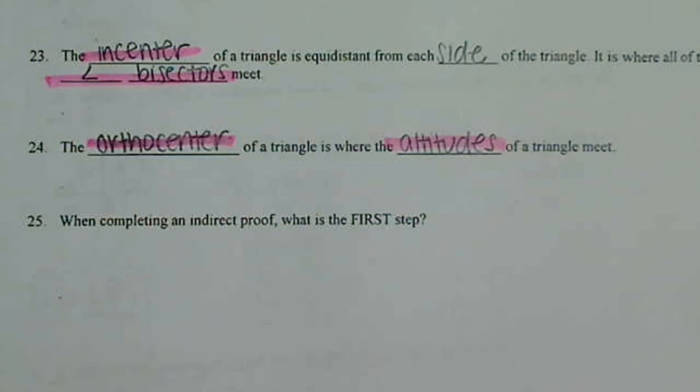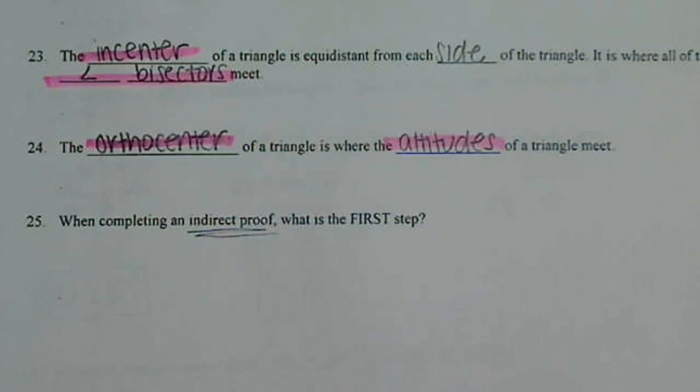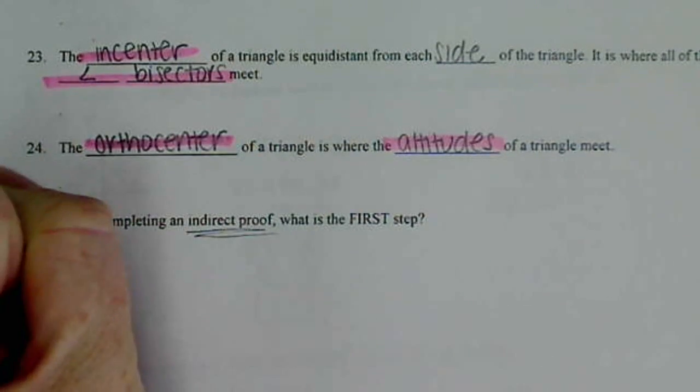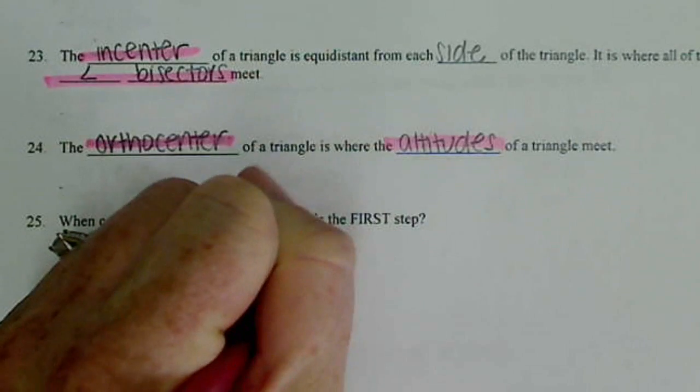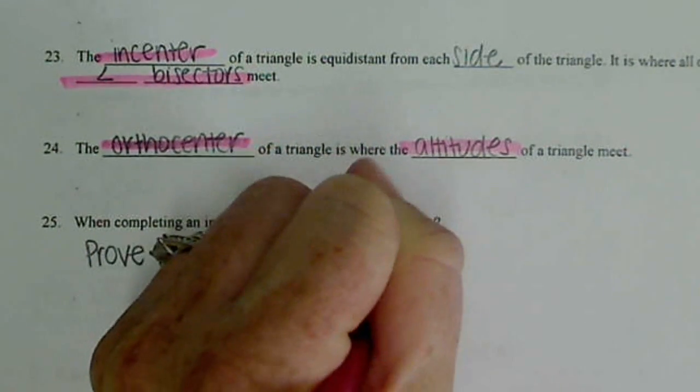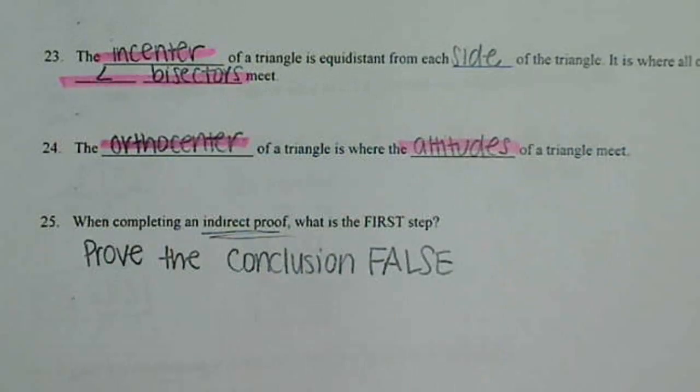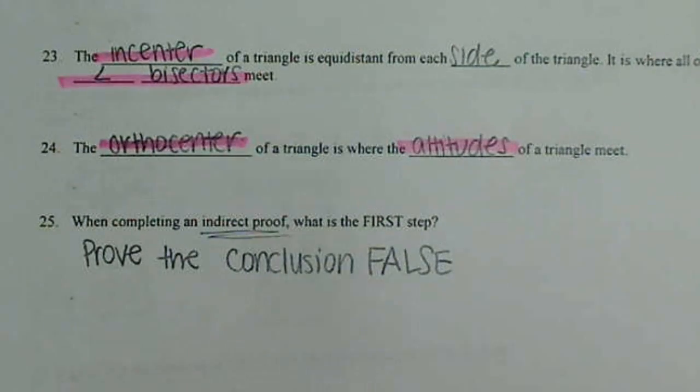And last but not least, number 25. When completing an indirect proof, what is the first step? So this is not talking about what do you assume. This is saying you already have a given and a proof. You're completing a proof. The first step is always to prove the conclusion false. By doing that, you're using a contradiction.